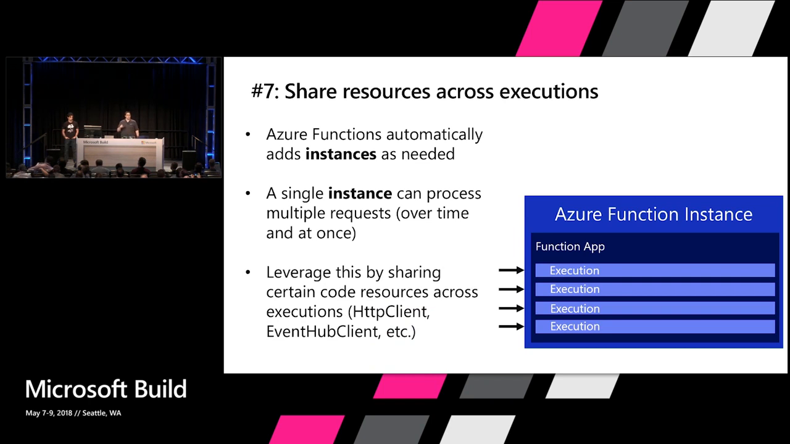Because there are certain things that you might be doing in your function that you may want to only do once, but then share it across multiple executions. And the most common example I see of this is something like the HTTP client, where you're making some HTTP request in your function code. The other one I see very often is like SQL client, Event Hub client, pretty much anything that has the word client at the end of it.